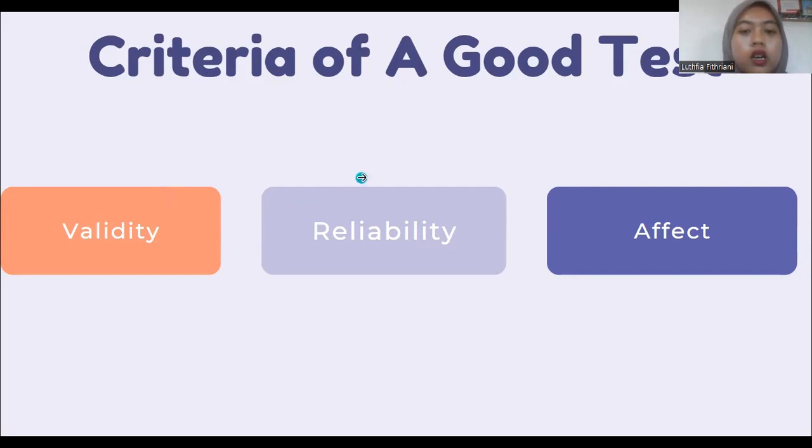The second is reliability. It means the test should have the same result if the test is conducted in different time or situation. The third is effect. So it means the task form should minimize the tension and stress generated by our English language. So if the teacher wants to conduct a test, he or she should pay attention to the three criteria of a good test: validity, reliability, and effect.